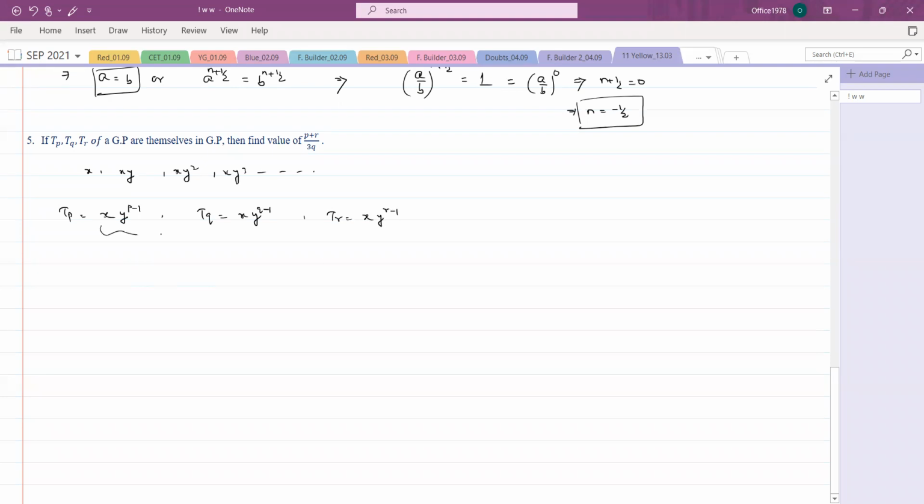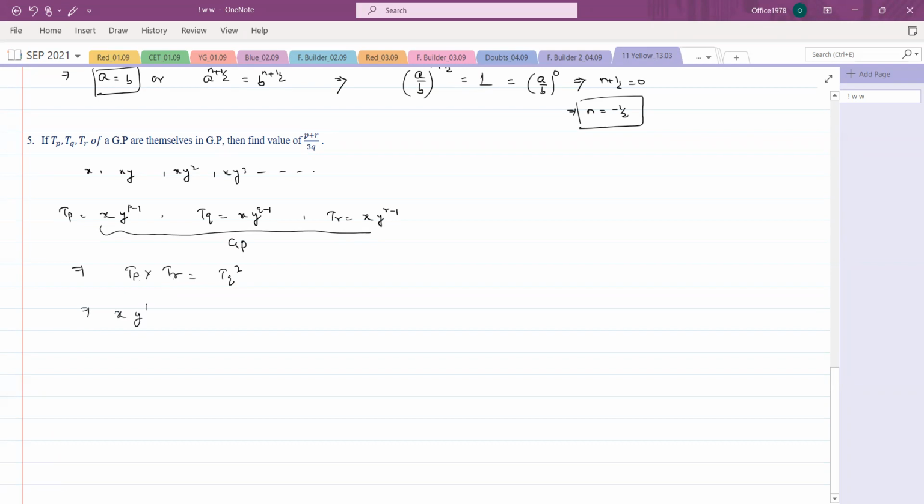Again, the question says these three are also in GP. Implies what? Same ratio. If a, b, c are in GP, you can write a by b equal to b by c, or you can write b square equal to ac, as you like. So I'm using Tp into Tr is equal to Tq square. If a, b, c are in GP, then a into c equal to b square.